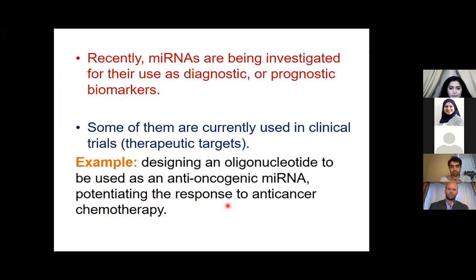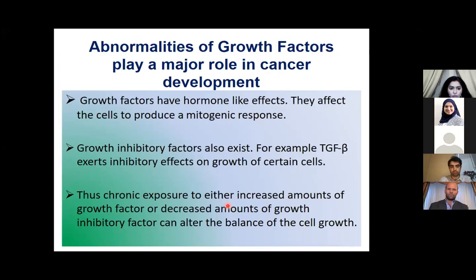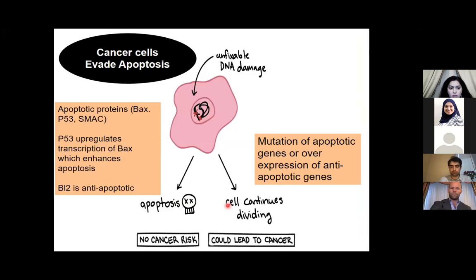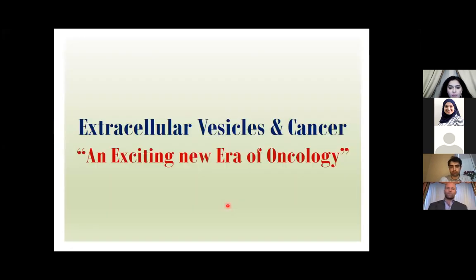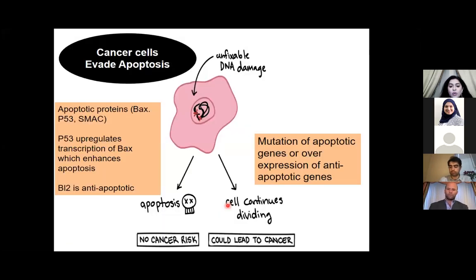Okay. Now I want to move to this part. Extracellular vesicles and cancer, or let's say this part first: cancer cells evade apoptosis. A cancer cell bypasses the phase of apoptosis.